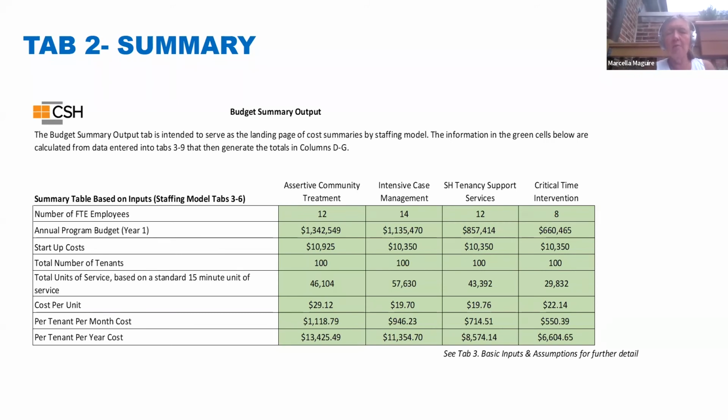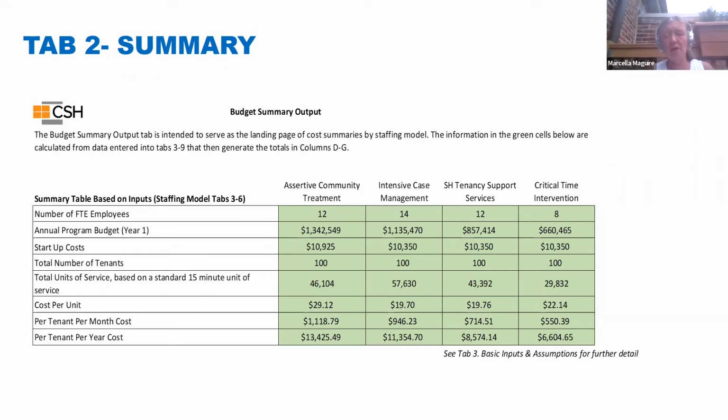One, housing support services is most similar to the supportive housing tenancy support services. This is your tab 2. This is your summary. You don't put into here the green tabs. You just put into blue, and then these others will populate for you.